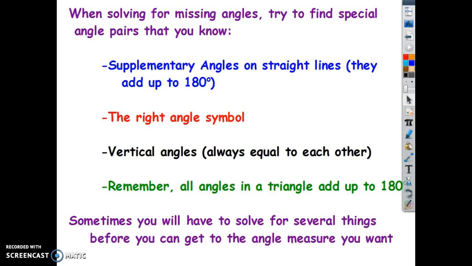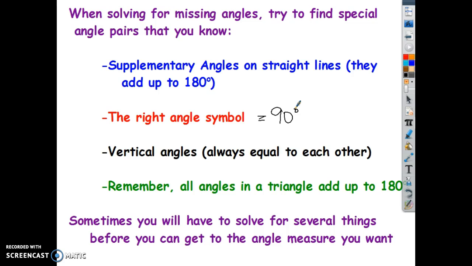Okay, today we're going to continue with triangles and a few things we need to know. When solving for missing angles, we want to try to find special angle pairs that you already know. We know supplementary angles are on a straight line. They add up to 180 degrees. We know a right angle symbol shows us that a right angle is equal to 90 degrees.